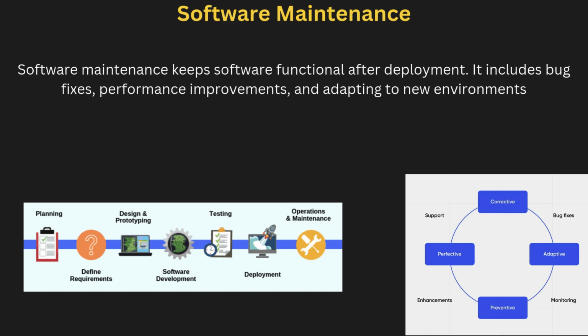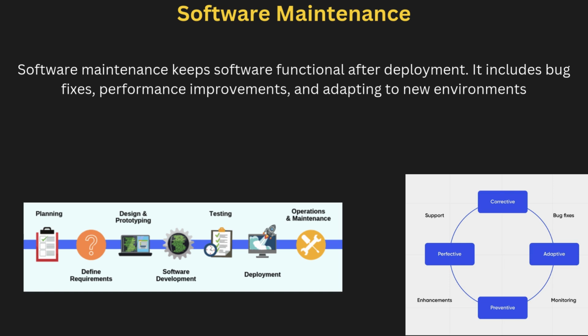Perfective maintenance enhances the existing features to improve the performance or the user experience. Preventive maintenance involves making changes to prevent future problems, ensuring that the software remains stable and easier to maintain in the long run. Software must be regularly updated and adapted to meet new challenges, which is why maintenance is such a critical part of the software lifecycle. Without proper maintenance, software can quickly become obsolete or fail.